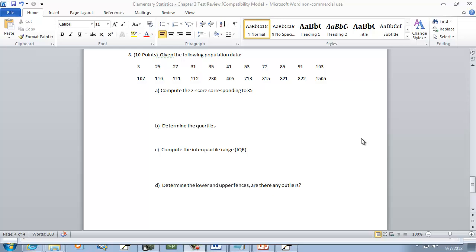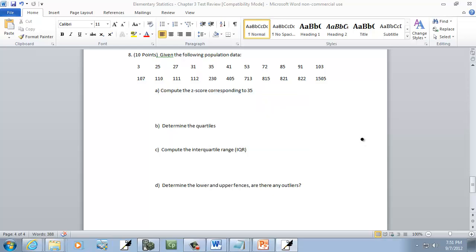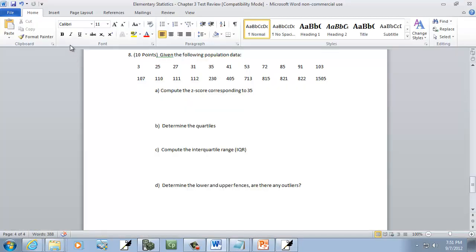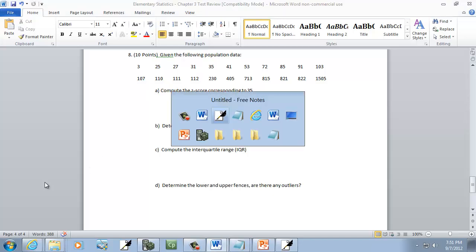Okay, let's take a look at problem number 8. It gives us some numbers, given the following population data. It says compute the z-score corresponding to 35. Well, to get the z-score, we need the mean and we need the standard deviation. Now it says population, so we're going to input those numbers into a calculator.